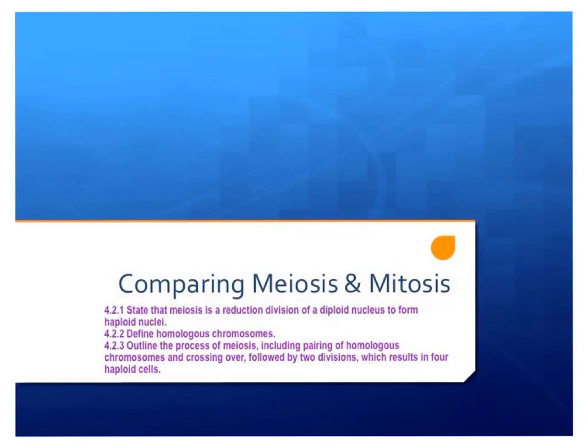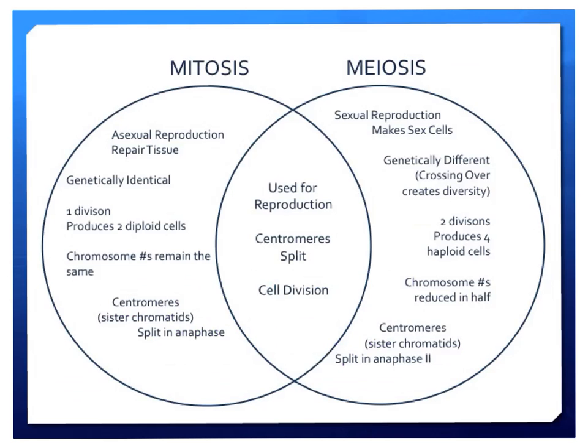Now that you've learned about meiosis and had an overview of what it does and what you end up with at the end, we're going to do a good comparison between meiosis and mitosis. Both mitosis and meiosis are used for reproduction. However, we know that mitosis is only used for asexual reproduction because each of the daughter cells that are produced are exactly identical to the parent cells.